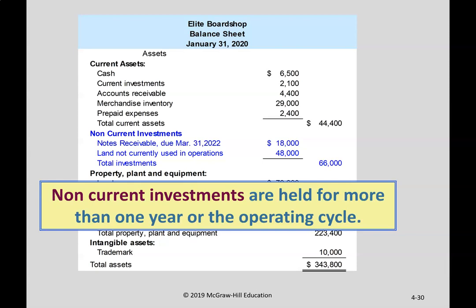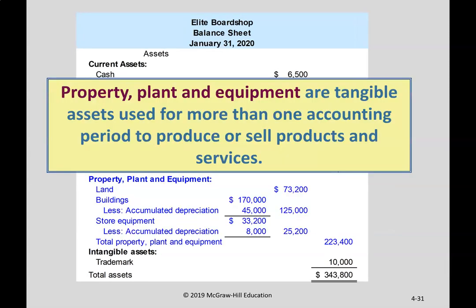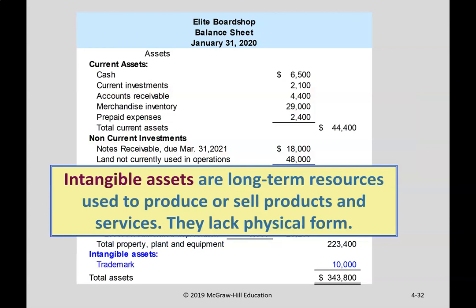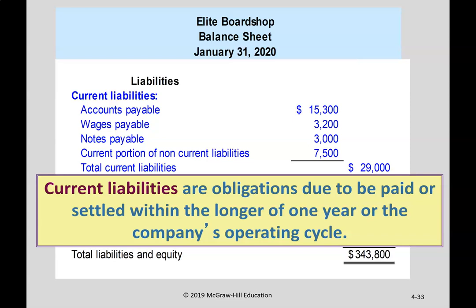Non-current investments are held for more than 1 year or the operating cycle. Property, plant, and equipment are tangible assets used for more than one accounting period to produce or sell products and services. Intangible assets are long-term resources used to produce or sell products and services. They lack physical form. Our current liabilities are obligations due to be paid or settled within the longer of 1 year or the company's operating cycle. So you can't actually go longer than 365 days.